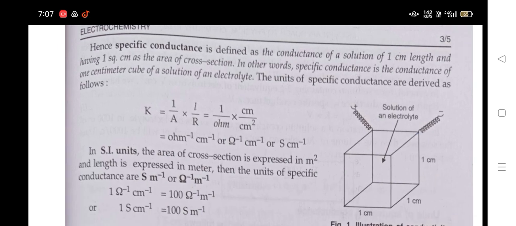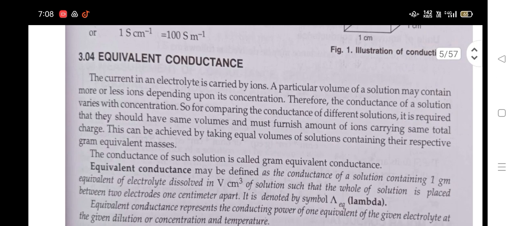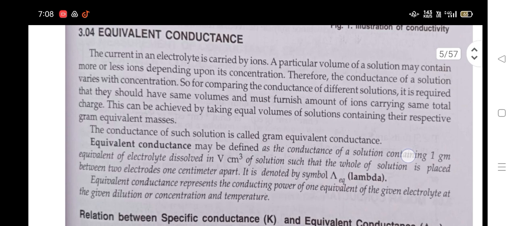The units of specific conductance are derived as follows. Kappa is equal to 1 upon R into L upon A, that is 1 upon ohm into centimeter per centimeter square. Kappa unit is Siemens centimeter inverse. In SI units, 1 Siemens centimeter inverse is equal to 100 Siemens meter inverse. Equivalent conductance. The current in an electrolyte is carried by ions.